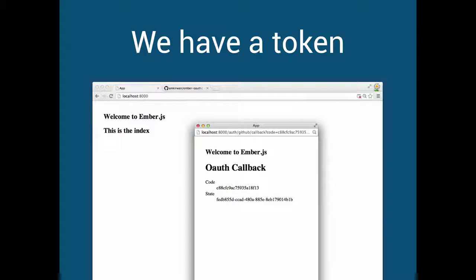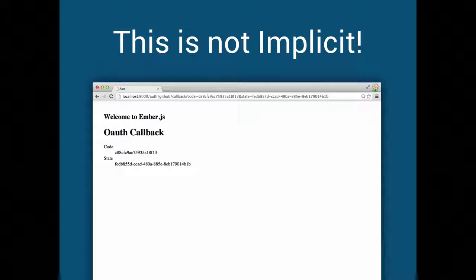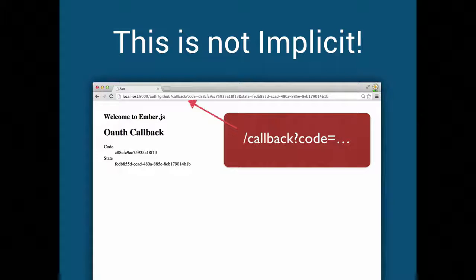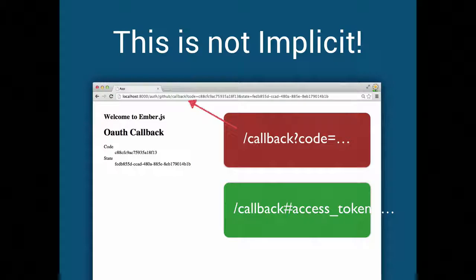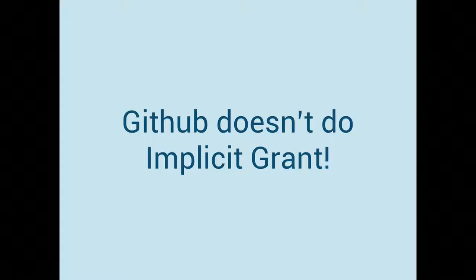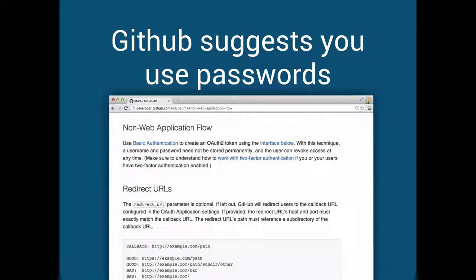But basically, we get back a token, except we don't, because this actually isn't the implicit grant, even though we asked for it. We're expecting to get a token, but actually we get a parameter. So GitHub doesn't actually support the implicit grant. The documentation doesn't say they do, but I would hope they'd just give me an error rather than looking like it was going to work. So they seem to ignore the token type parameter. I spent ages looking at this and then realized it was a total waste of time. GitHub actually says you should use passwords. So that kind of ruins my whole plans.